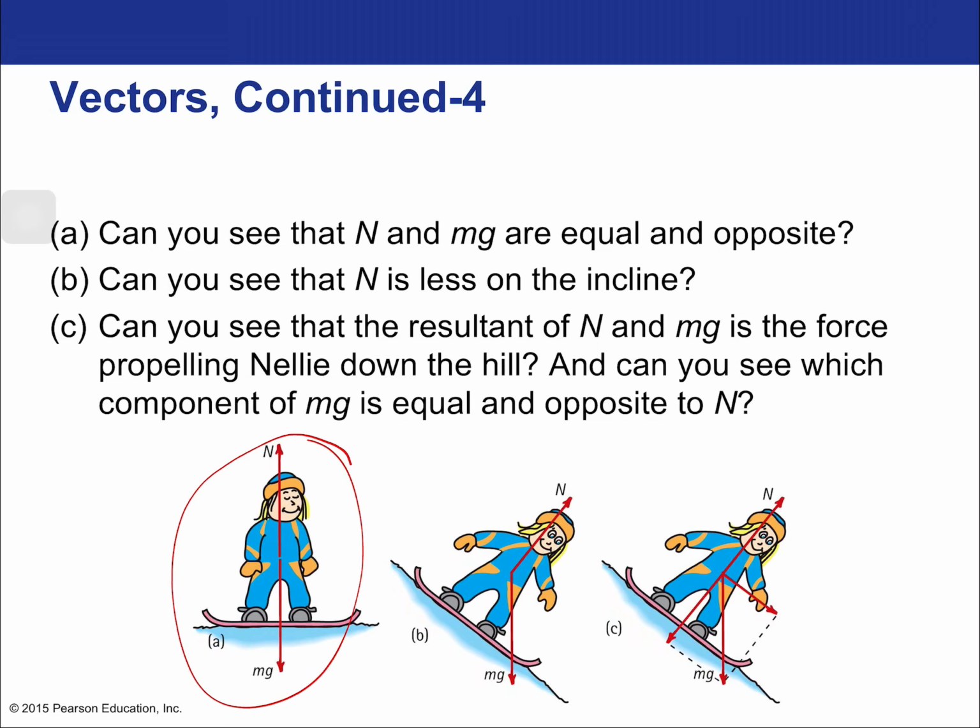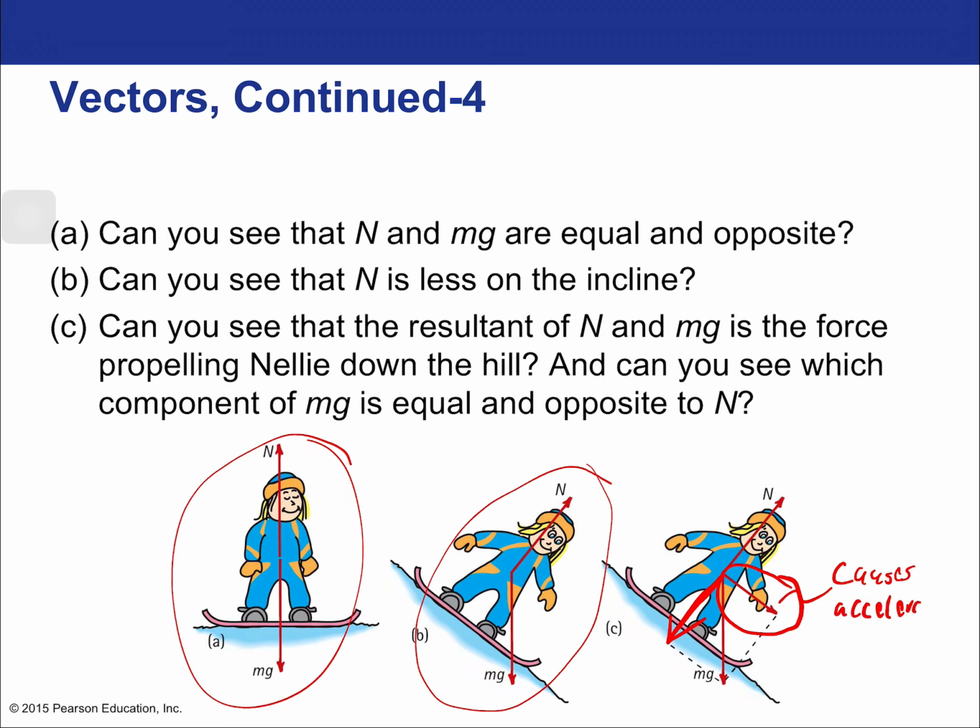Can you see that N is less on the incline? Yep, just like we talked about. Now it's only equal to a component of mg. Can you see that the resultant of N and mg is the force propelling Nellie down the hill? And can you see which component of mg is equal and opposite to N? Yep, it's this component right here, what I called the vertical component. This component right here, this is the one that causes acceleration.